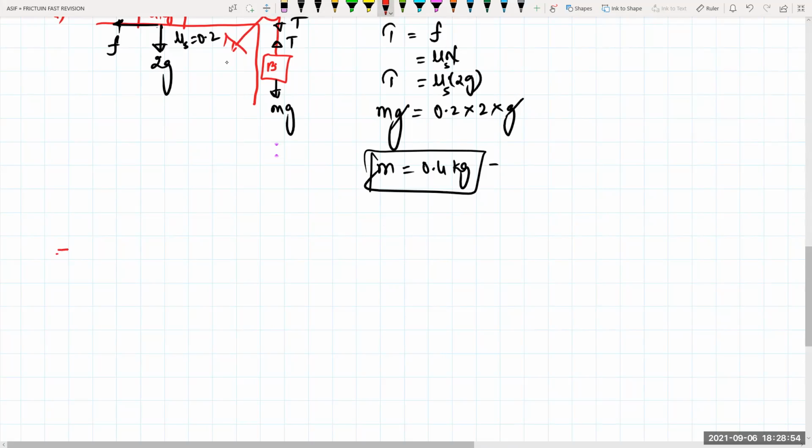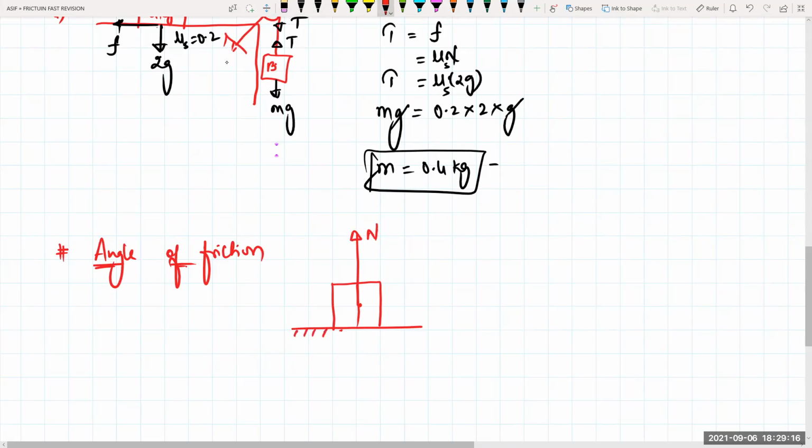Next one is angle of friction. This is an important formula. Angle of friction is nothing but, let's say, for example, a block kept on a horizontal surface, and this is your normal reaction, N. When you apply a certain force on this one, there will be a frictional force acting on it.